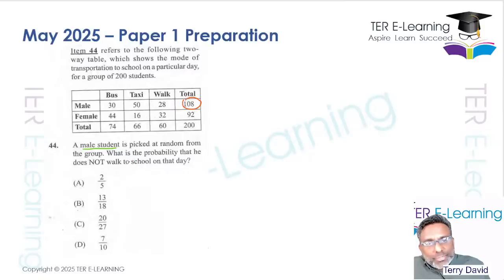They said a male student is picked at random from the group. Let me read this properly first. Male students picked at random from the group. What's the probability that he does not walk to school on that day? So if he doesn't walk, it means he could have taken the bus or he could have taken the taxi, right? So what are you all saying for the answer?